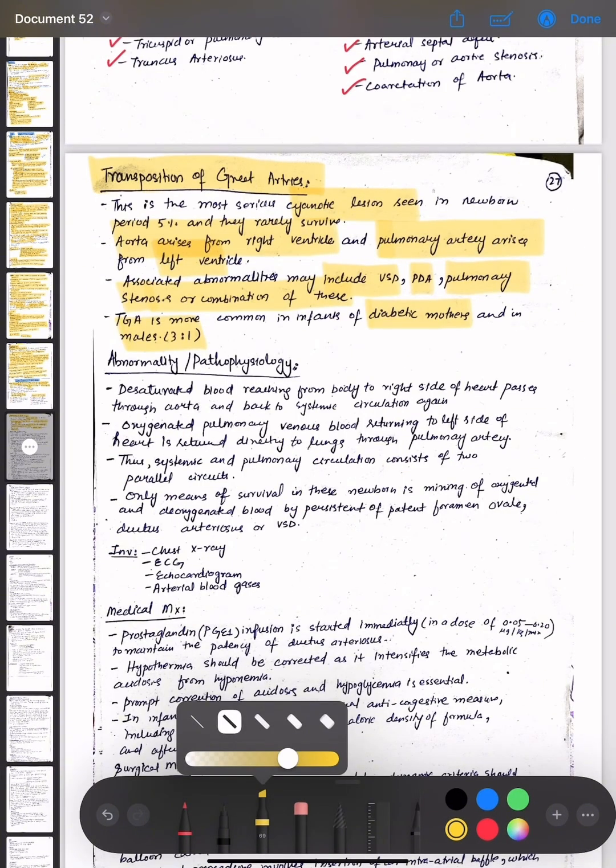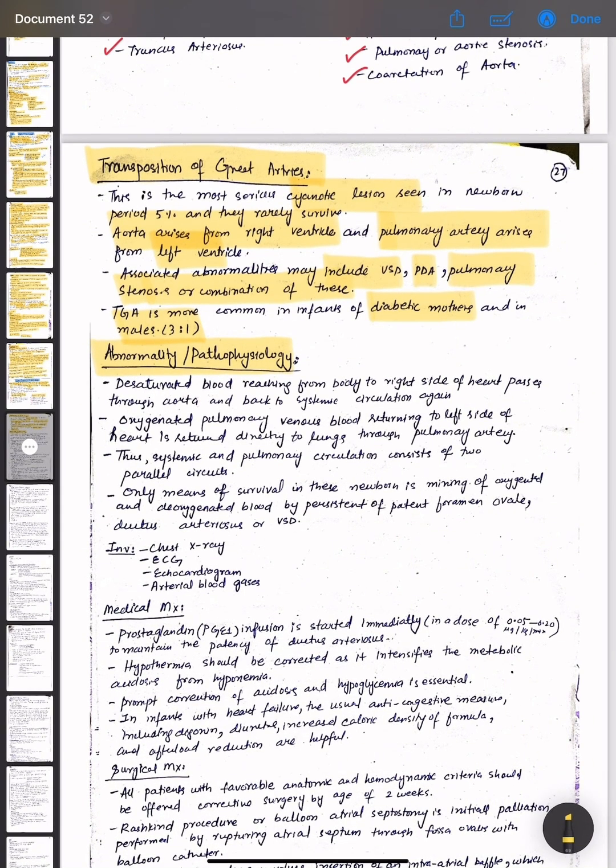The abnormality or pathophysiology in the transposition of great arteries. We have discussed that this is the most serious cyanotic lesion, and associated abnormalities may include VSD, PDA, and pulmonary stenosis. Now, what is the pathophysiology?